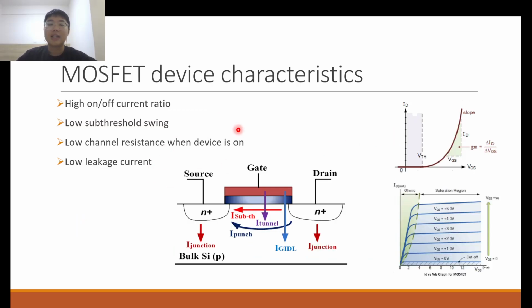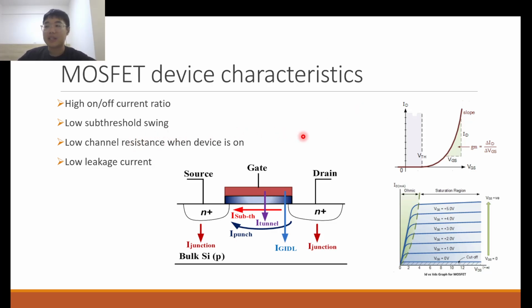So what are certain device characteristics that we tend to look for in the MOSFET? We want a high on to off current ratio. That means the current in the on mode, where the gate voltage is more than the threshold voltage, should be much higher, a few hundreds or thousands of times higher than the current in the off status. We also want something called a low subthreshold swing.